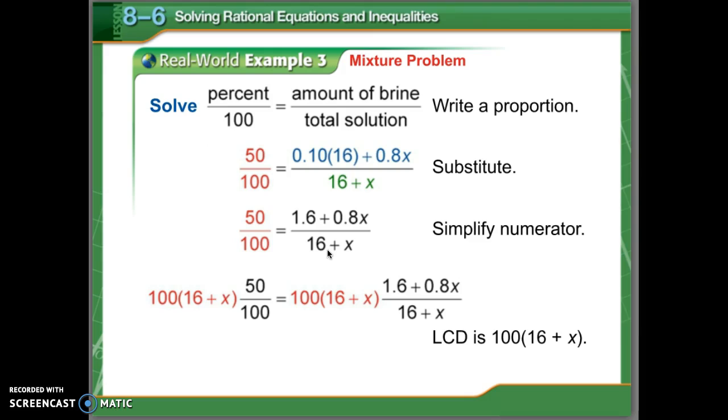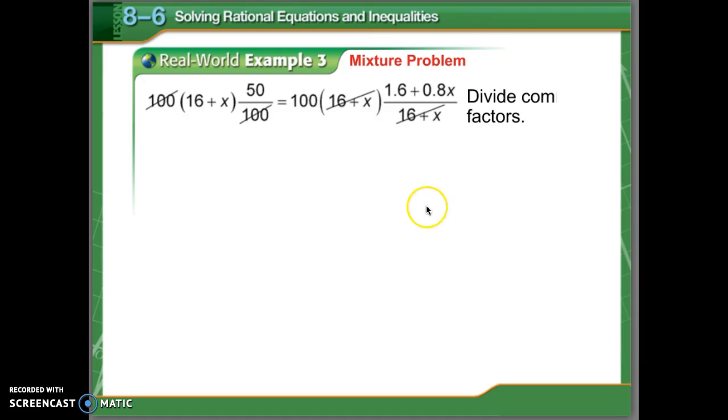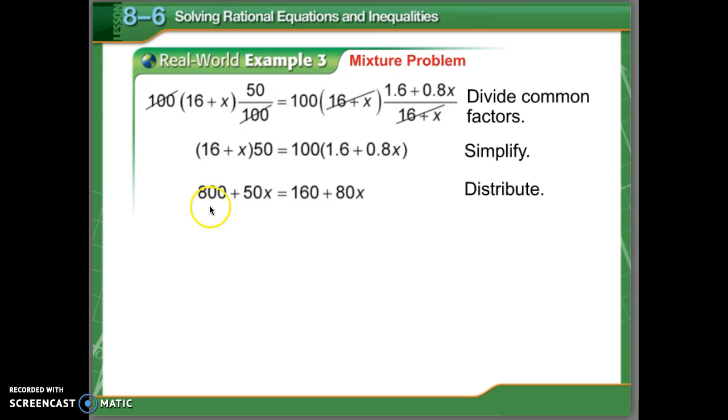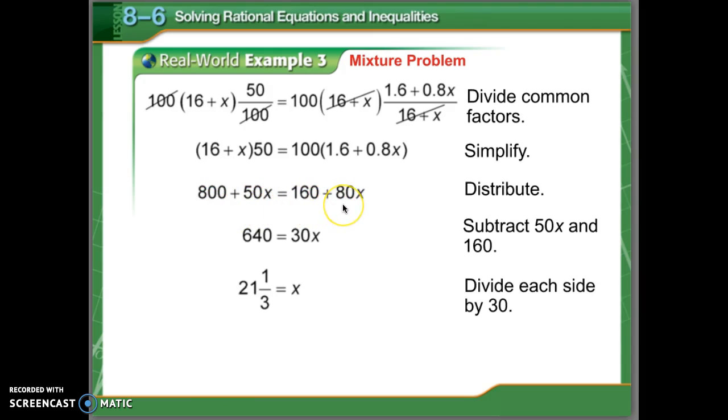From here, one thing we could do, like we have been doing, is just finding the common denominator, which would be 100 times 16 plus x. This is missing the 16 plus x, so we're going to multiply the top by that, and this is missing 100, so we're going to multiply the top by that. Another thing you could do is just cross-multiply from here and then distribute your values. But either way, no matter which method you choose, you're eventually going to end up with the expression 800 plus 50x equals 160 plus 80x.